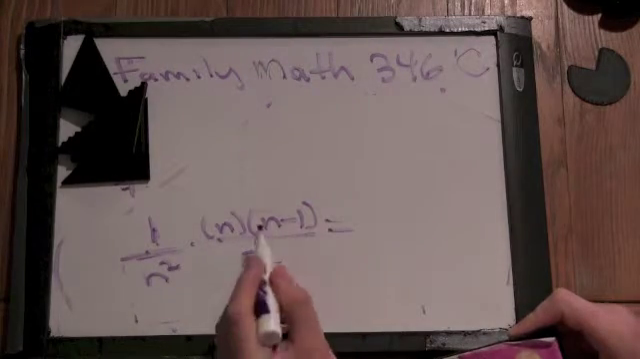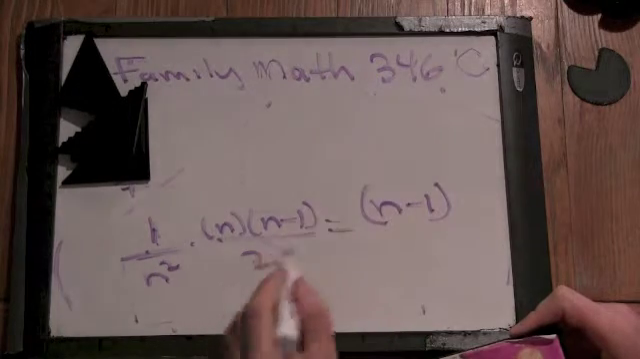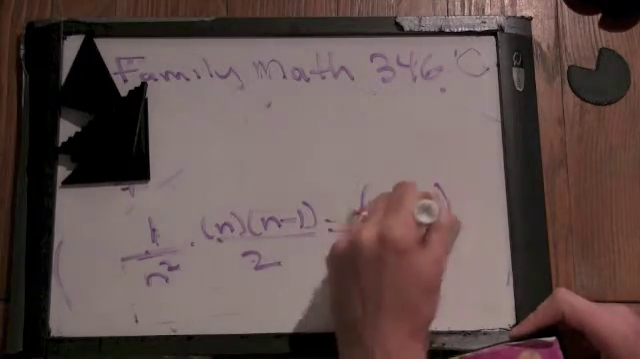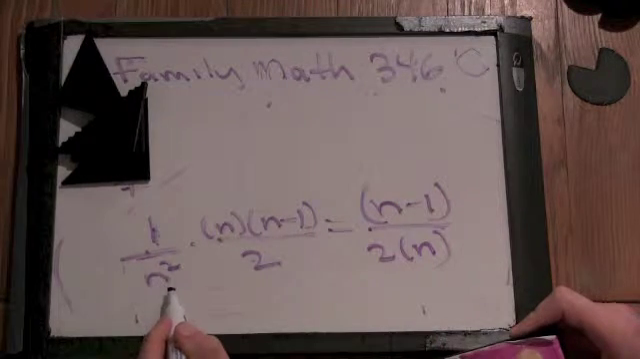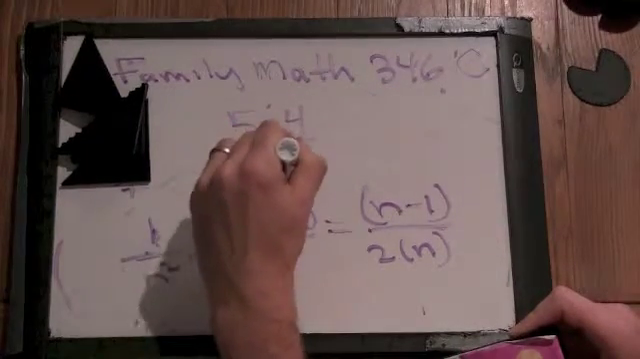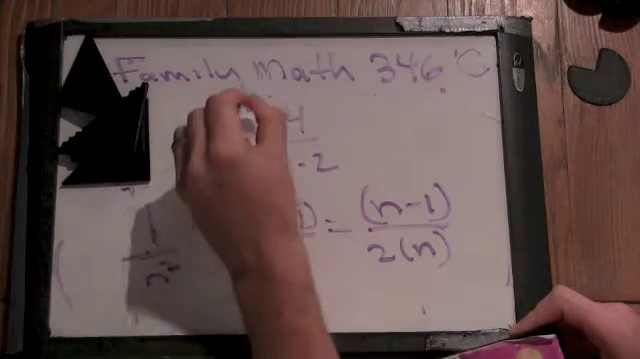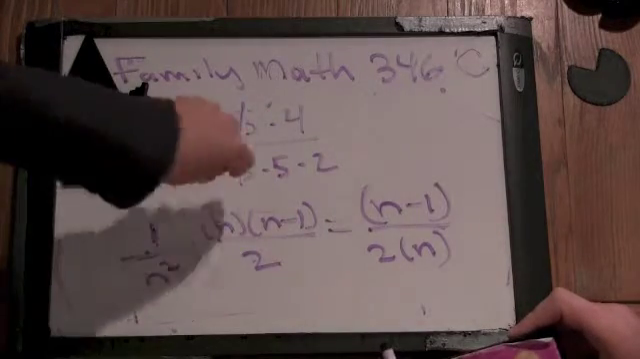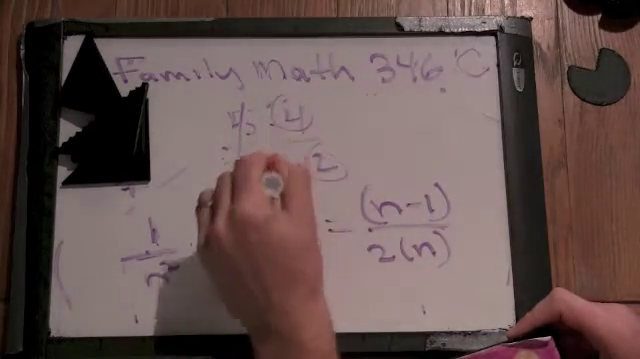So what am I left with on the top? N minus 1 over 2. N minus 1 on the top. What's on the bottom? 2N. Do you see that? I've got N times N. This is like 5 times 4 over 5 times 5 times 2, if N was 5. So I can cancel a 5, and I get N minus 1, which is the 4, over 2 times N.